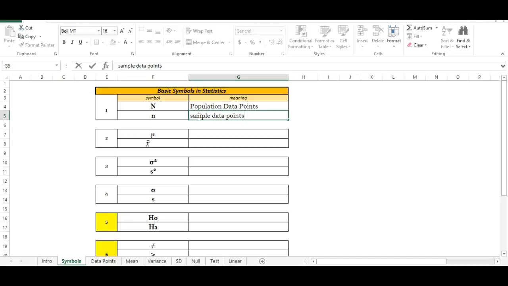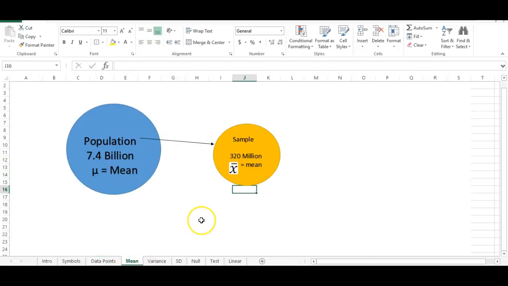Easy enough. Moving on to the second pair, we have a symbol that is a Greek letter called a mu, and below it we have a symbol known as an X bar. So again, what is a similarity and a difference between these two? Let's look at an illustration. So here again we have our population versus our sample. Again, we pulled the sample out of the population. We have 7.4 billion data points in the population and 320 million data points in the sample.